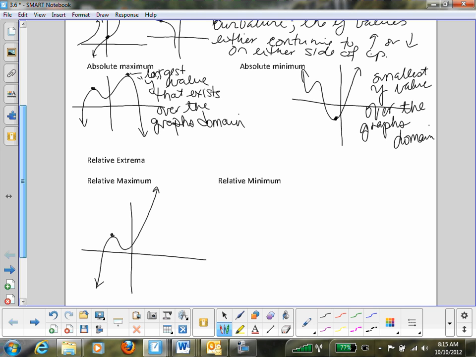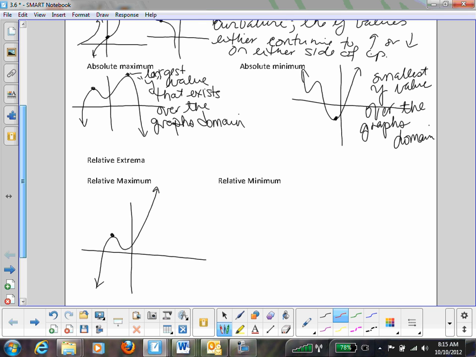Why would this be considered the relative maximum? Look at your tails. Do you see that the y values continue to get larger as our x values go to positive infinity? Our y values will continue to get larger and larger. So this is a relative maximum of the graph. Something's happening there, but it's not the absolute maximum. Does that make sense? It is not the greatest because the y values continue to increase.